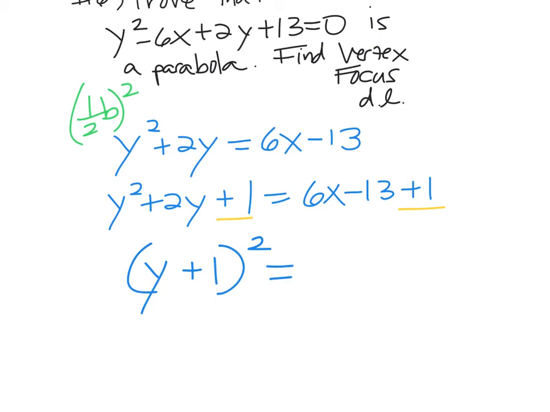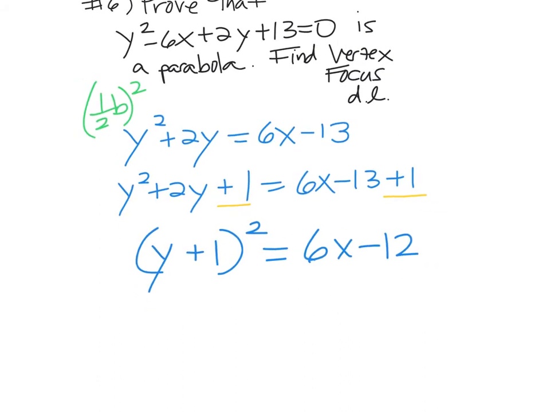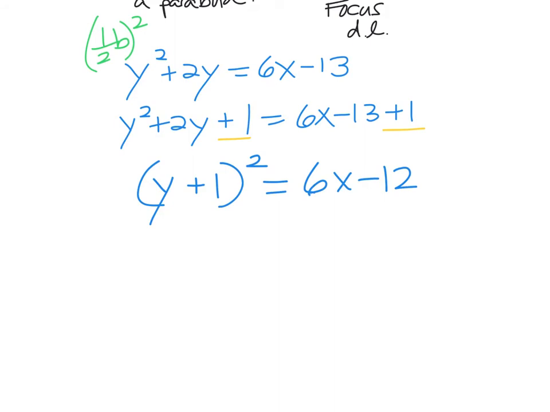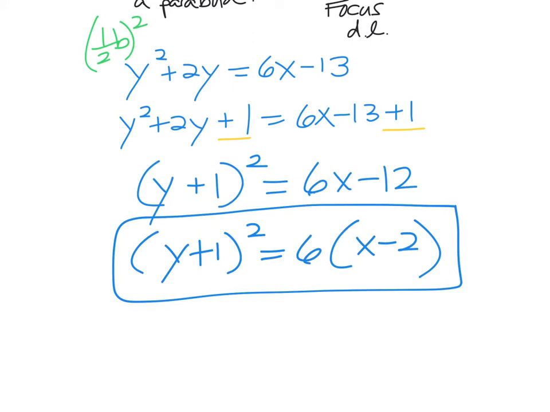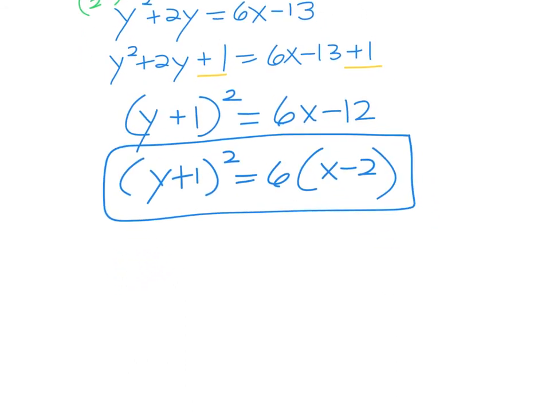All right, over here we get 6x minus 12. Okay? And finally, there's just one last little thing. We need to factor out a 6 on this side. So we get (y plus 1) squared equals 6(x minus 2). There it is. Okay? That is our standard form, or yeah, they call it standard form. I call it vertex form. Standard form polynomial for a parabola.